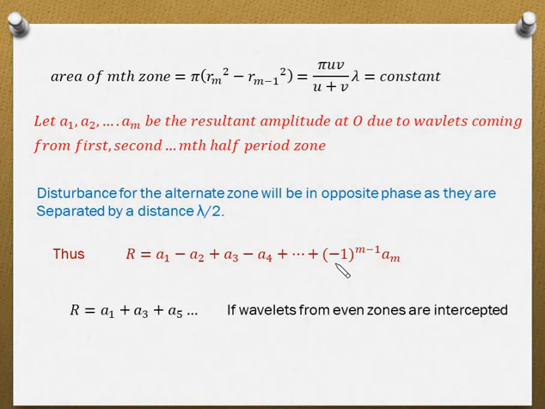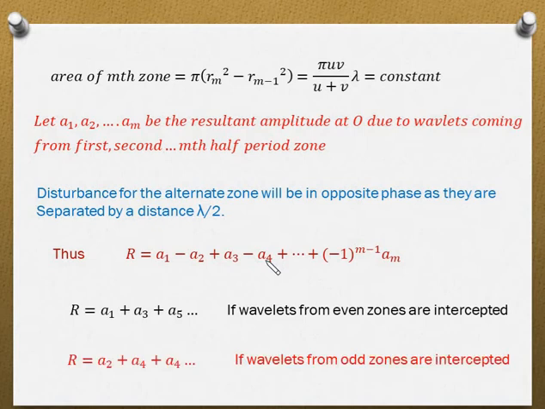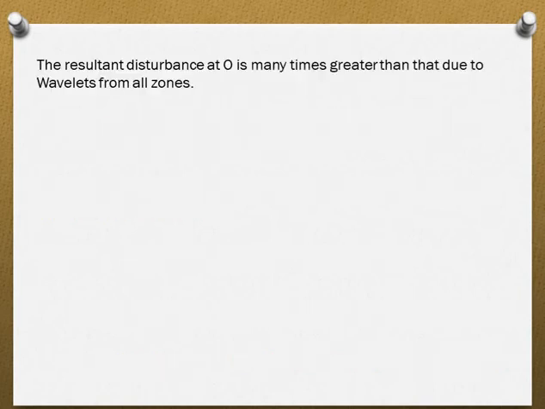Now, suppose you intercept the wave coming from the even zones, then these terms will go to 0. As I said, the alternate zones of the zone plate are transparent and opaque. If you intercept the wavelets coming from the odd zones, then the resultant will be A2 plus A4 and so on. Anyway, what you will see is that the resultant intensity is much higher.